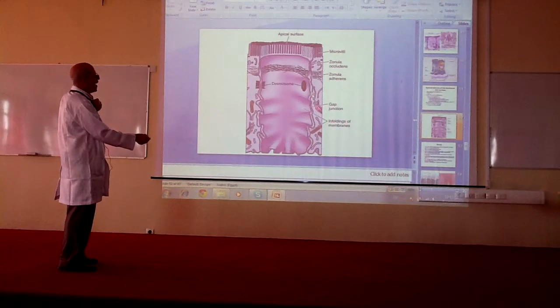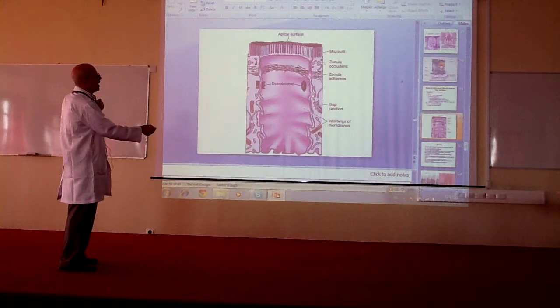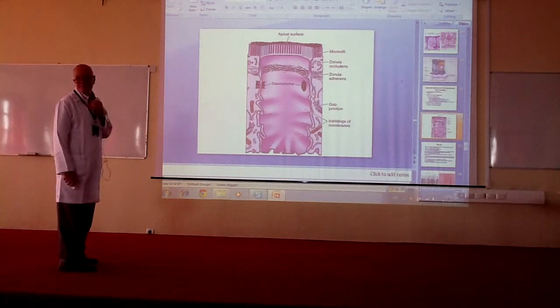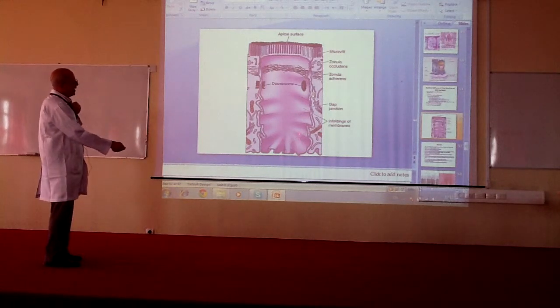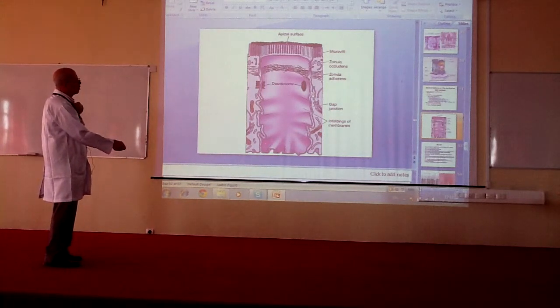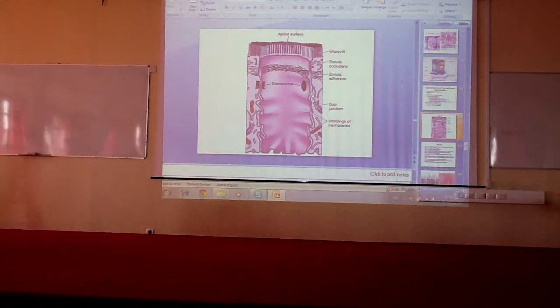Number three, gap junction. The two cell membranes come very close. This is the ordinary intercellular space. Here, the intercellular space outside of the zonula adherens is widened, but here the space is closed. What are these? Basal membrane enfoldings containing mitochondria.